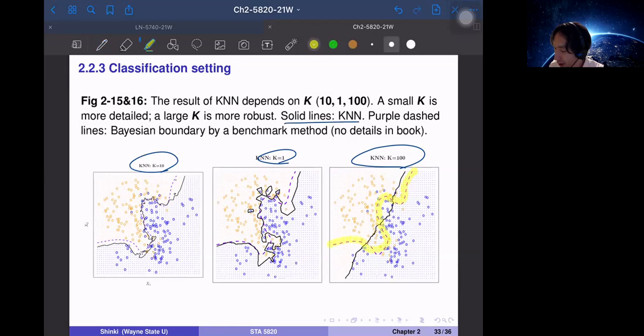This is easy to see. And here you can see, this is basically the same for all graphs. So this is the true boundary. This is simulated data, so we know the true boundary. And you can see, what do you think? Which boundary is best? k equal to 1, 10, or 100?